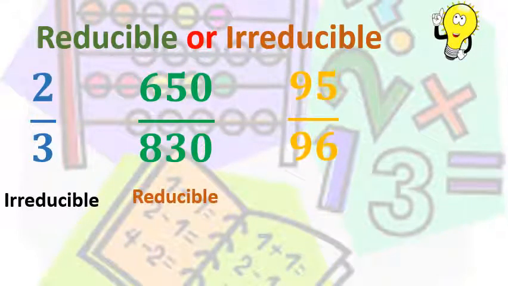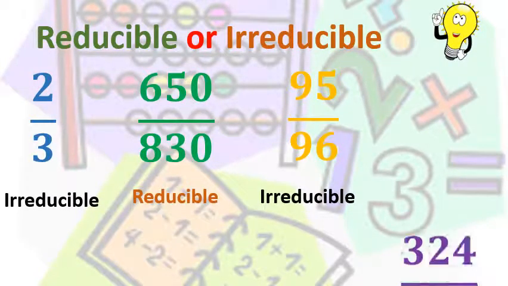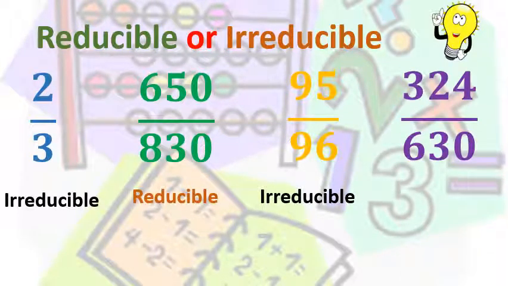Over here, can we simplify these? Can we reduce these? We look at the numbers. We have 95 and 96. These numbers are consecutive numbers. Whenever we have consecutive numbers, it means the fractions are irreducible fractions.